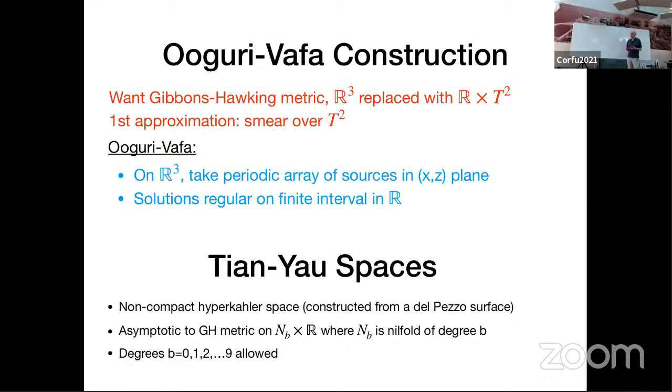But they're a very interesting set of spaces. They're constructed from Del Pezzo surfaces, and their classification follows the classification of Del Pezzo surfaces. All we need to know from that is that these are asymptotic to a Gibbons-Hawking metric on nilfold cross R, where the nilfold is of some degree, and that degree is only allowed to be in the integers from 0 to 9. So these can be glued onto this construction of nilfolds fibered over lines.